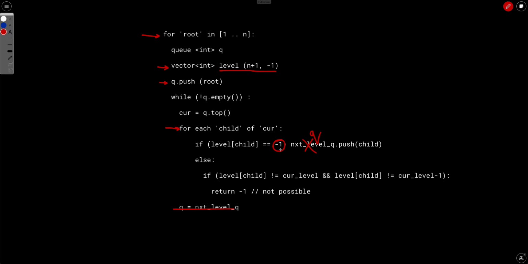If the current child is already visited, like if the level is not -1, it means the current child was already visited somewhere, right? And if it is already visited somewhere, that somewhere should better be the current level or the current level -1. Now, why these two cases?